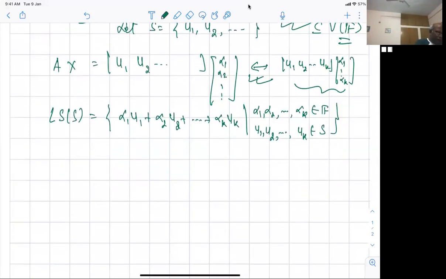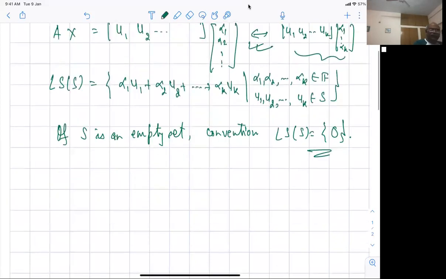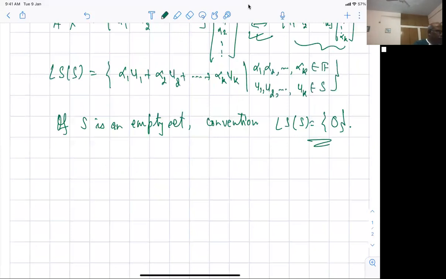So this is important. Now, if S is an empty set, then by our convention, LS of S will be just the zero vector. All right, fine. So we have taken care of the zero vector. That's important.